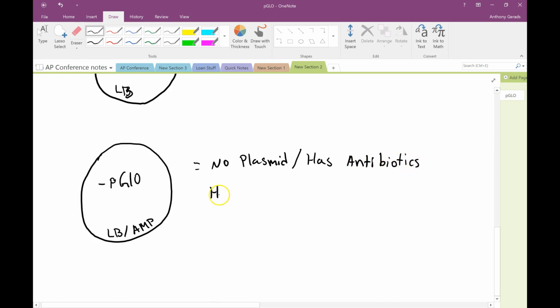So what would be our hypothesis? It cancels each other out basically because there's no plasmid. So there'd be no growth at all. Yes, it's got this big plate of food, but the antibiotics say, even though you've got all this food, I'm going to kill you. Nice knowing you. So no growth, because the antibiotics kill the E. coli.